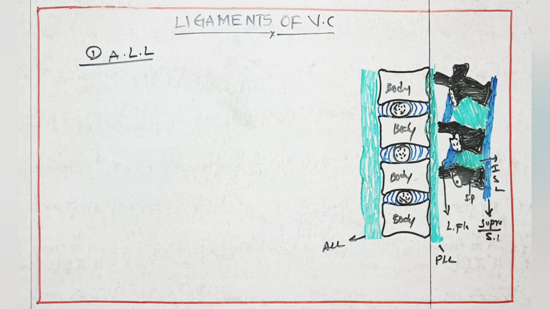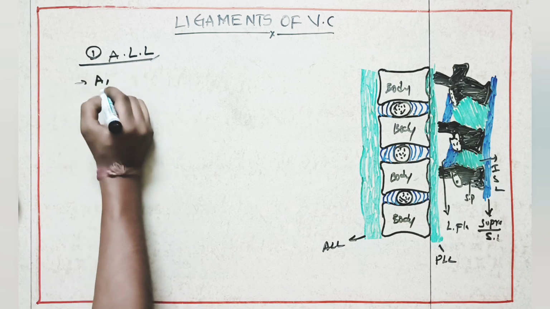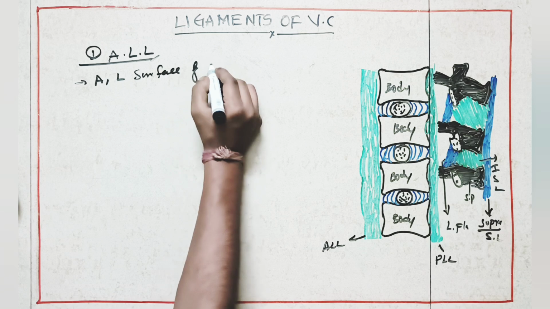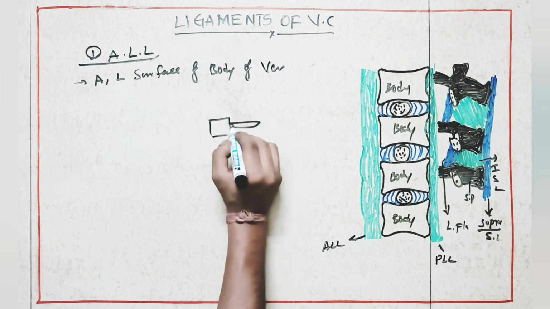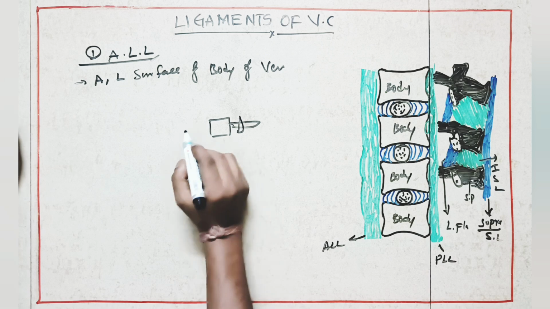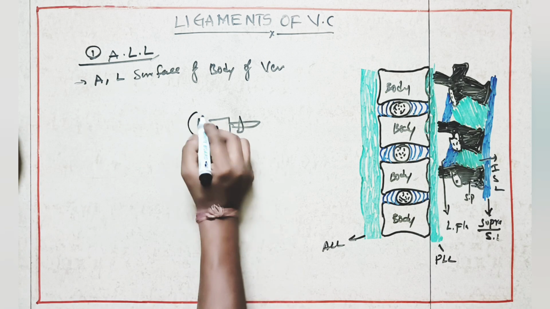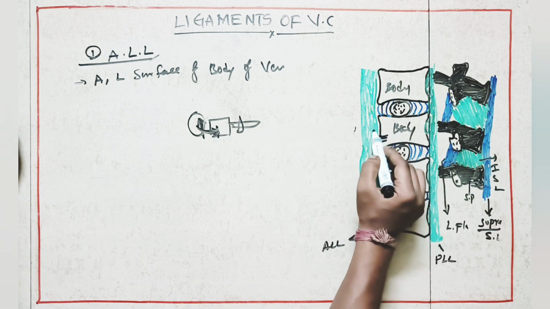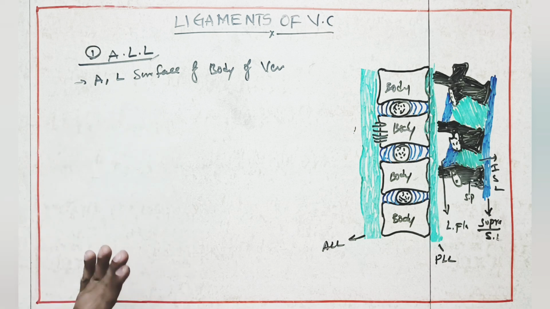Now the first ligament is the anterior longitudinal ligament. This anterior longitudinal ligament runs along the anterior and lateral surfaces of the body of the vertebra. Suppose we take one vertebra, seen laterally. This anterior longitudinal ligament will cross over the anterior and lateral surfaces, so it covers both the anterior and lateral surface of the vertebral column.